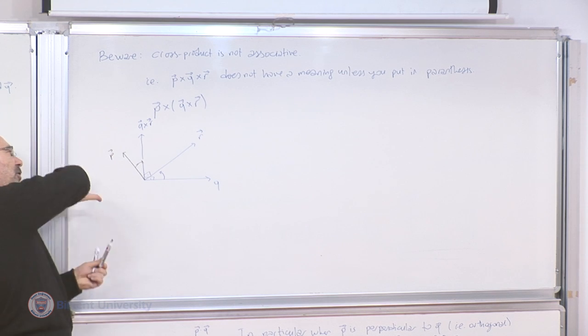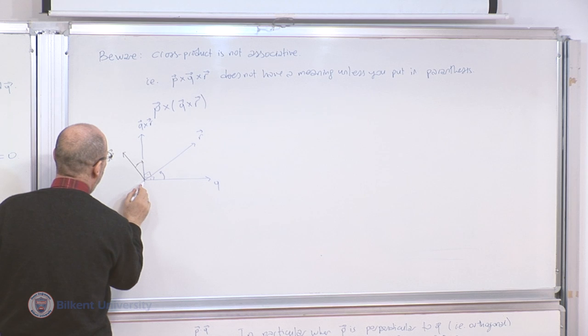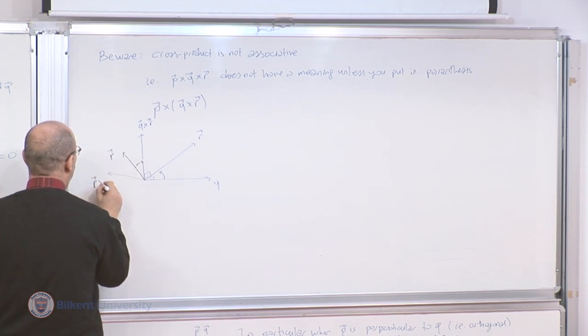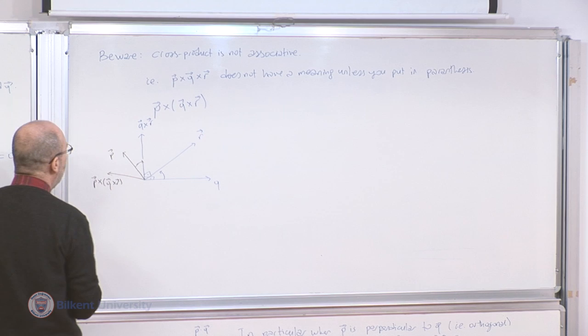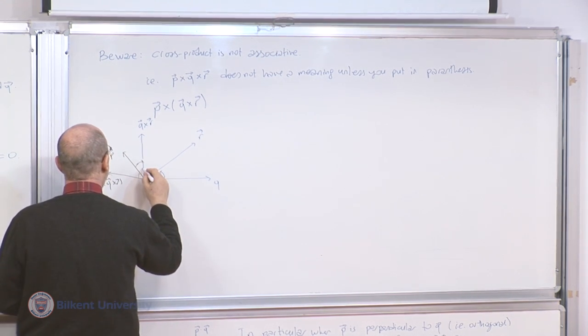Okay, so if I do this like this from P to Q, it points the other direction. So it will be something like this. So this is P cross Q cross R. Okay, it is this vector. This vector is perpendicular to this, but in particular it is perpendicular to this.